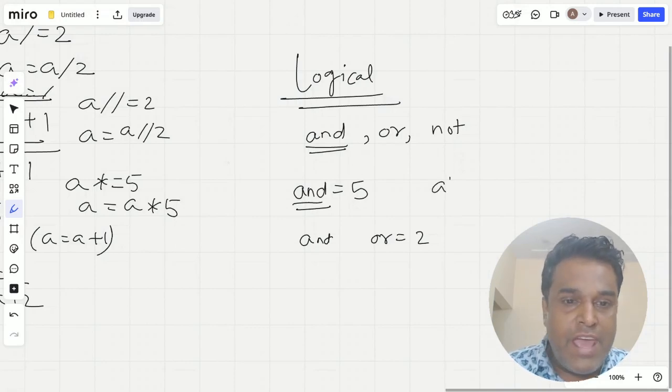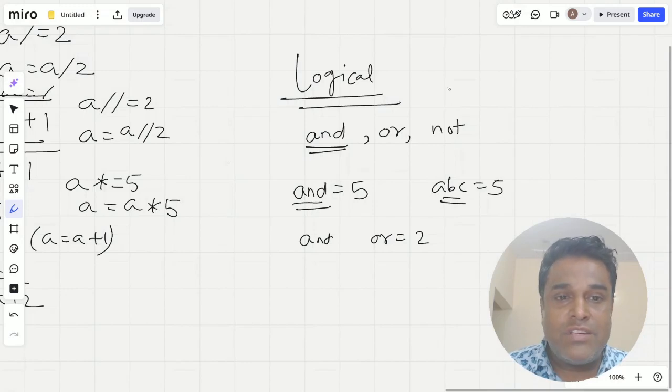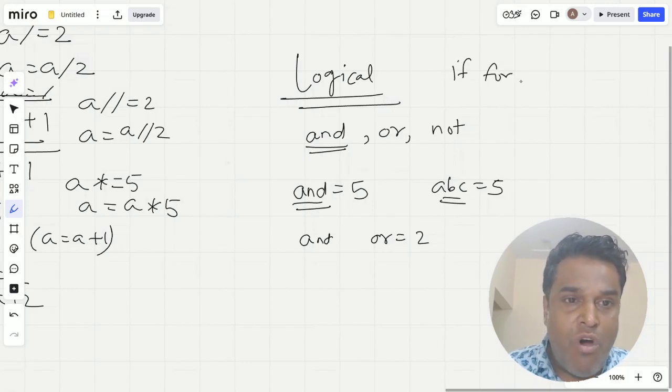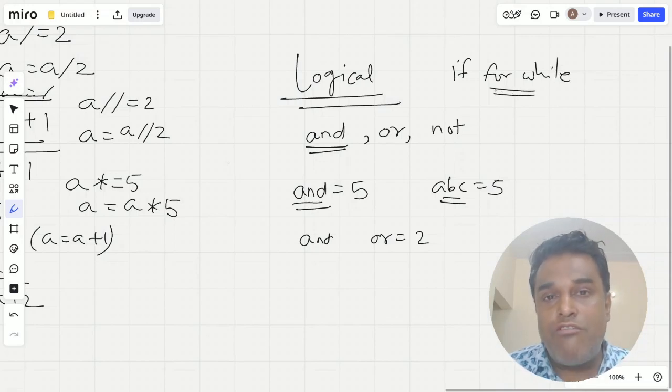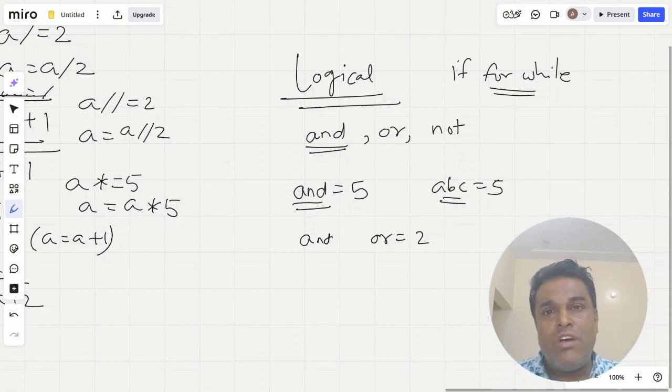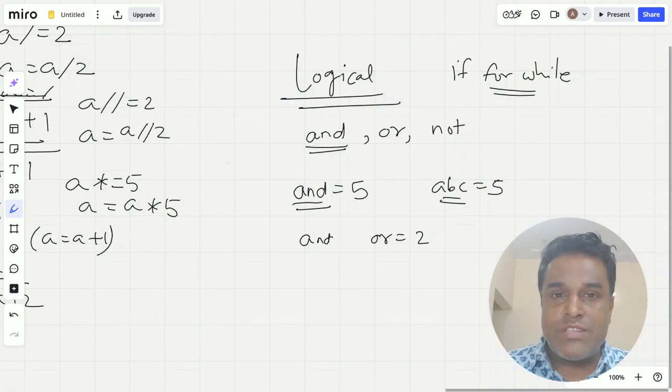Okay, I can have A, B, C, that is completely fine, but I cannot have and or not. These are reserved words. Similarly, we have if, for, while. These are all reserved words of Python. These are the keywords of Python. We have around 32 or 33 keywords in total in Python.